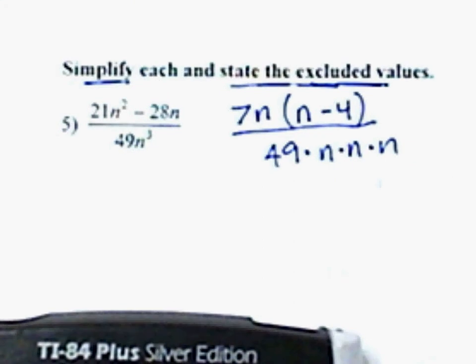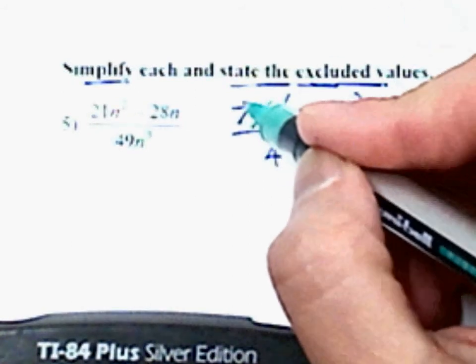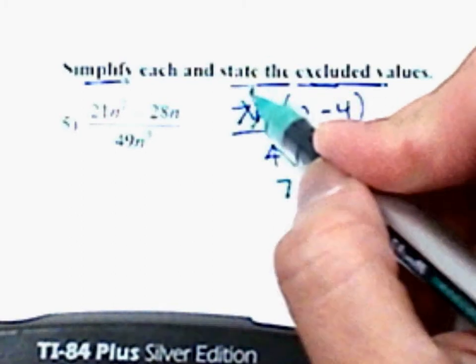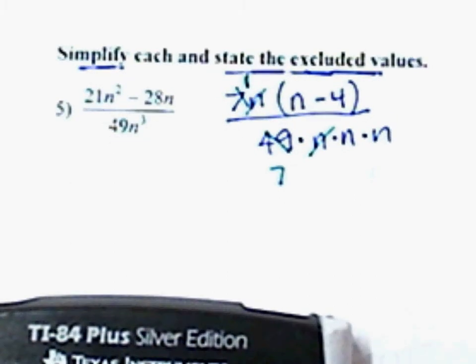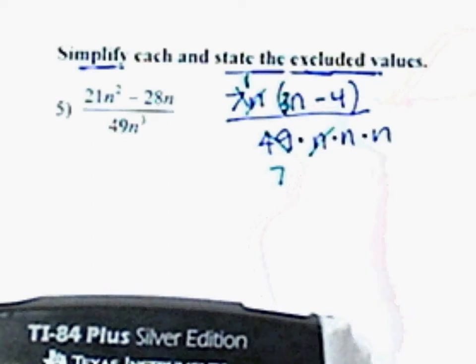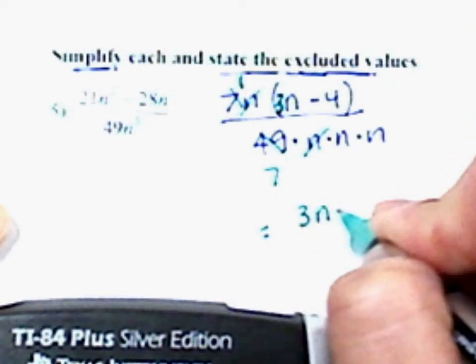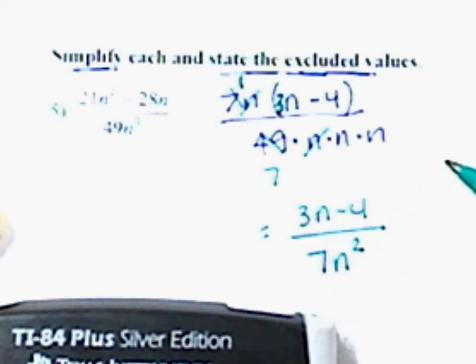All right. Now let's see what you guys can cancel out. N cancels. What else can you reduce? The 7 and the 49, which becomes a 7 here and a 1 here. Oh, yes, there's a 3 here. Sorry, my fault. There should be a 3 there. Okay. So now you have 3n minus 4 over 7n squared. Thank you, Miss Emily.